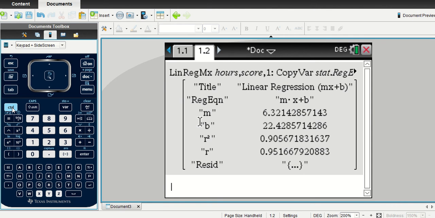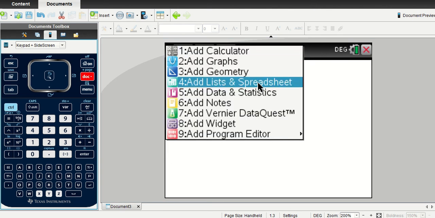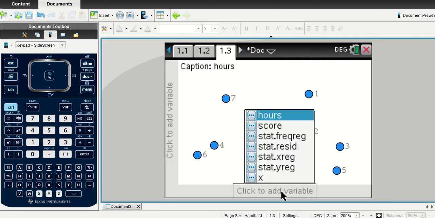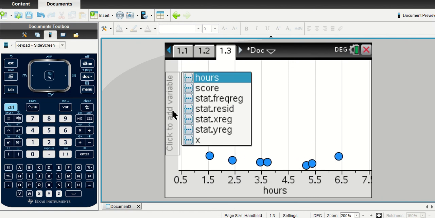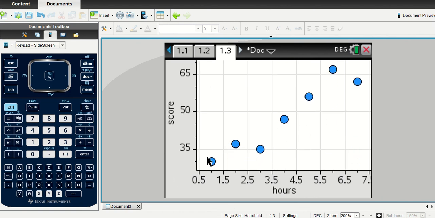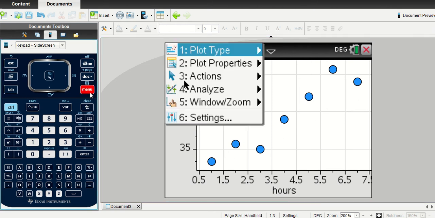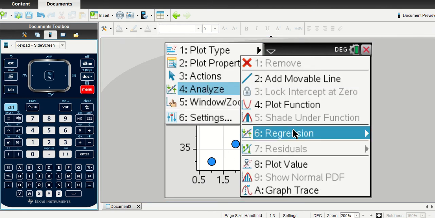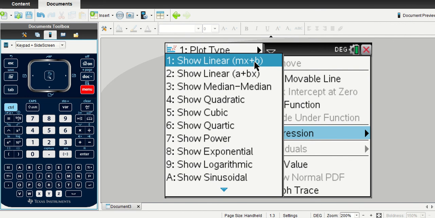So we're going to hit Control, Document. I'm going to go to List Data and Statistics. We're going to choose our X value, which is the hours, and the Y value, which was the score. You can see there's our regression, not as tight forming a line as last time. So that's why the R value is a little bit lower. We'll show that regression. So Menu, Analyze, Regression, and we're going to go Show Linear.